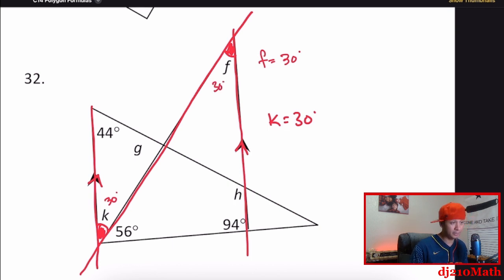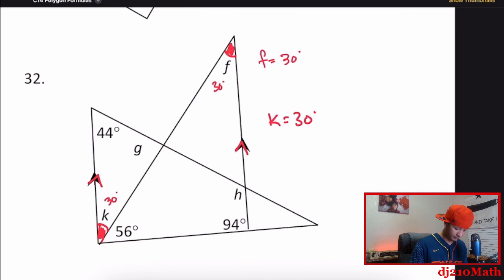And if that's the case, then I can find G no problem, because there's 180 degrees in a triangle, and there is definitely a triangle right here. So this is going to be 180 minus 44 minus 30, which is 106. Now, could you have found this some other way? Absolutely. Again, this is just the way that I recognized it.